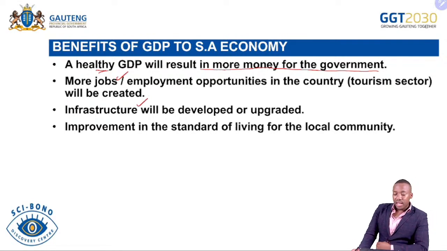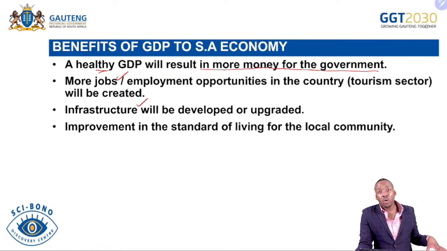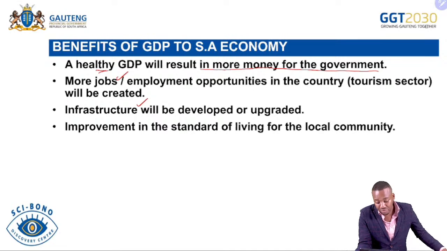We know that infrastructure also is part of our economy. So when the economy is doing good, then infrastructure will be developed or upgraded. Our roads will be upgraded. Our hospitals will be renovated and so on. So a good GDP also plays a role in the economy, because a healthy GDP will result in more infrastructure to be developed and some of the infrastructure to be upgraded.